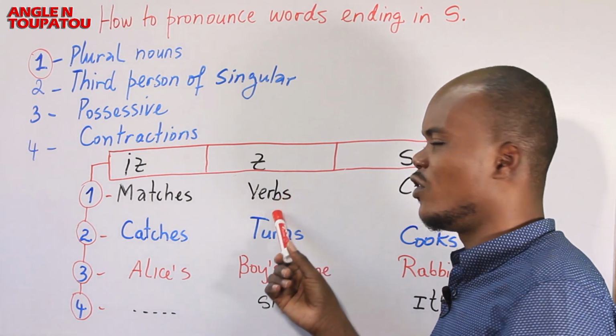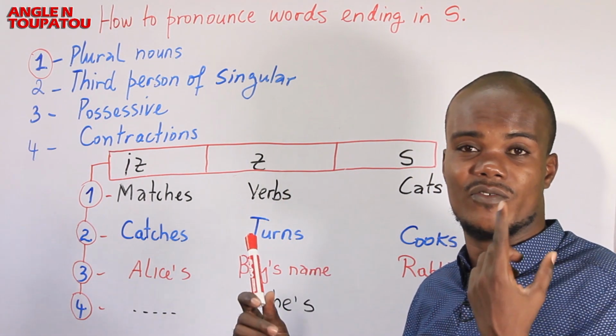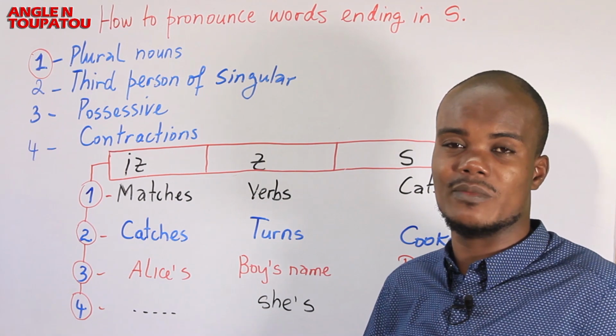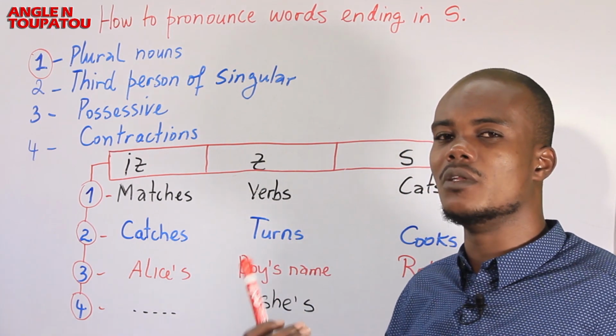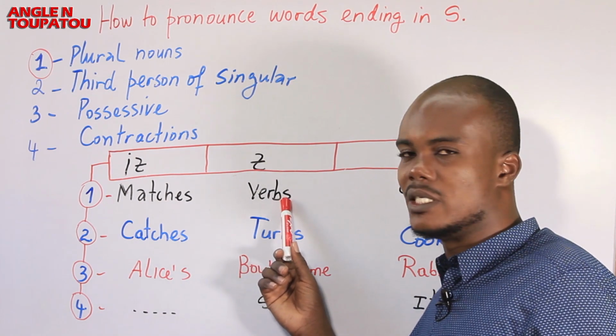For example, verb. The word verb is a noun. And when you put S to form its plural, you say verbs.